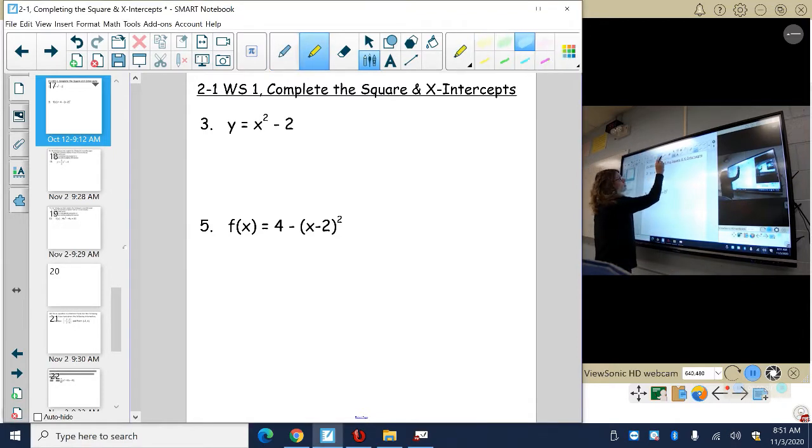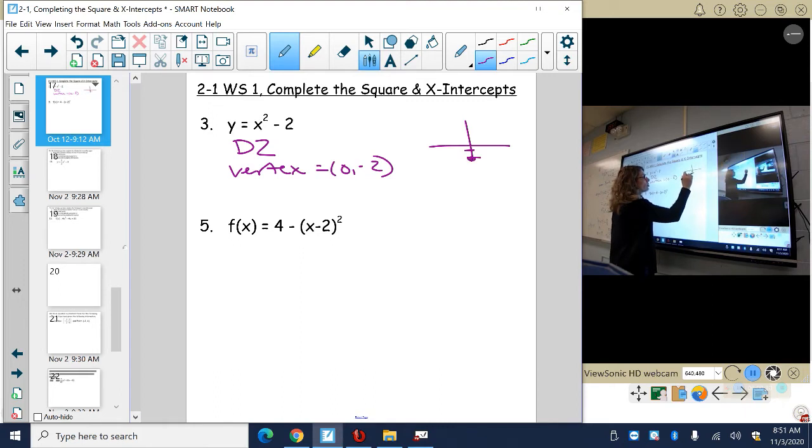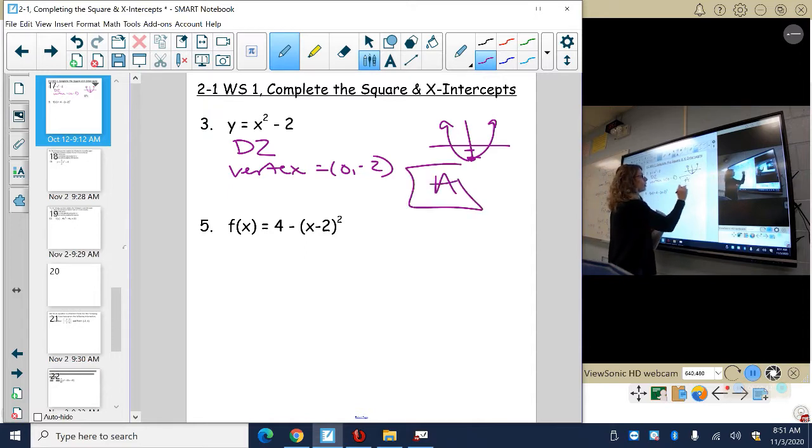So what is happening to this graph right here? What's happening is it's going down 2 units, which means it is going to have a vertex of (0, -2). This thing is going to go down 2 units and it's opening up. And what letter would you match that with? If you said letter A, you would be correct. So number 3 is going to be letter A. That is correct.